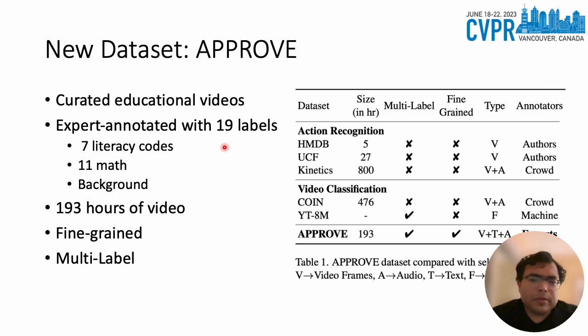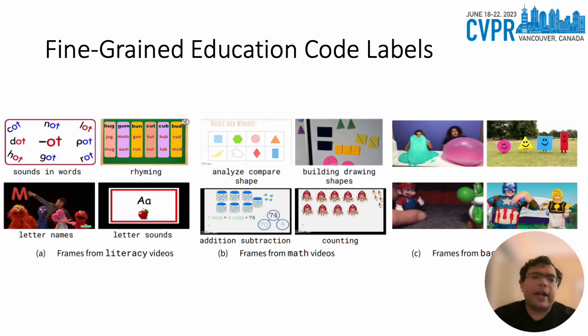Comparing our work with related prior datasets, we find that our dataset is the first video dataset to be multi-label as well as fine-grained and multimodal. In order to highlight the fine-grained nature of our dataset, we show some samples from our dataset corresponding to various literacy topics, math topics, and background category. So within the literacy group of categories, we see videos from classes such as letter names and letter sounds. These videos visually resemble each other, and hence distinguishing these videos requires a fine-grained multimodal understanding of the video.